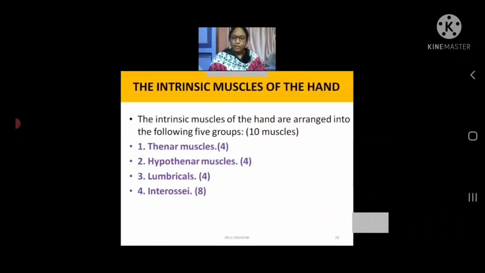Now coming to the muscles of the hand. The intrinsic muscles of the hand are arranged into groups known as the thenar muscles, hypothenar muscles, lumbricals, and interosseous muscles. In total there are 20 muscles.